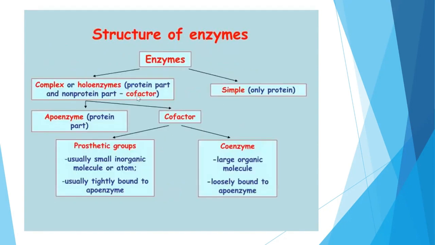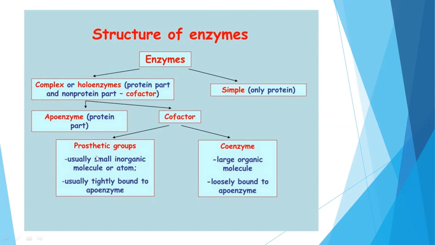So the structure of enzymes. Enzymes may be simple, which contain only protein, or they can be complex or holoenzymes, which contain a protein part and a non-protein part, which is also called a cofactor. So the apoenzyme is the protein part, and there is a cofactor. Now the cofactor may be a prosthetic group or maybe a coenzyme.